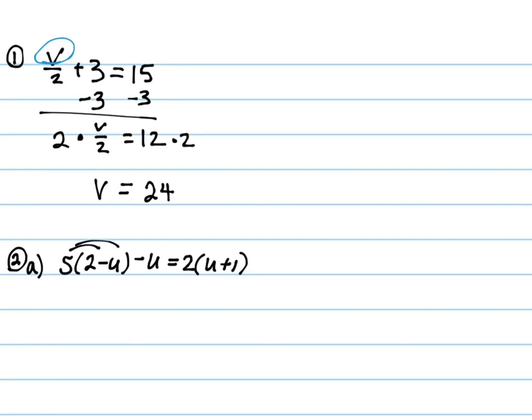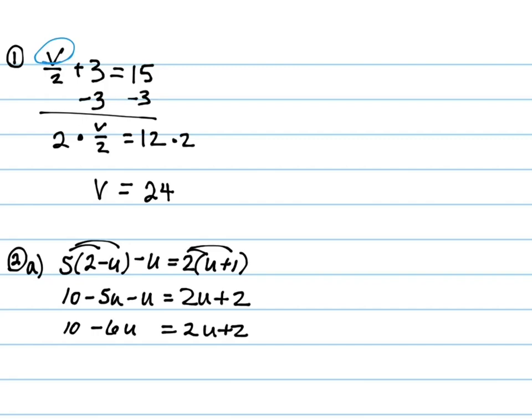So to start with, we would distribute your 5. So this is 10 minus 5u minus u equals, and then we'll distribute the 2u plus 2. I have negative 5u and negative u, so that's negative 6u. And then I have 2u plus 2.